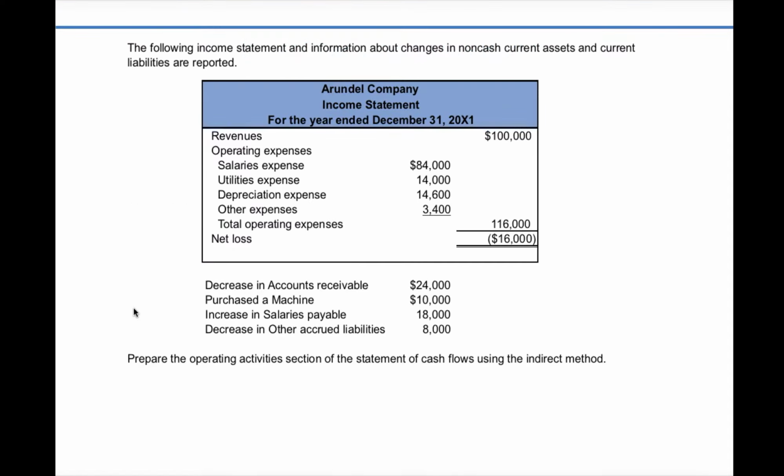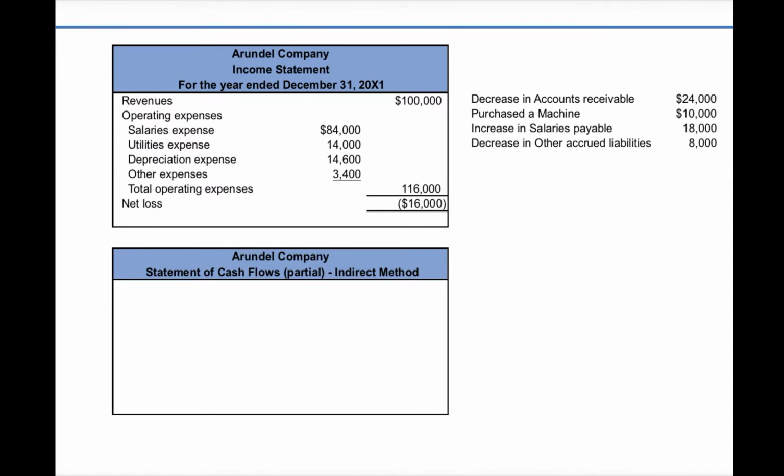All right, following income statement and information about changes in non-cash current assets and current liabilities are reported. This should look familiar. Prepare the operating activities section of the statement of cash flows using the indirect method. So all relevant information is transferred over to this slide.